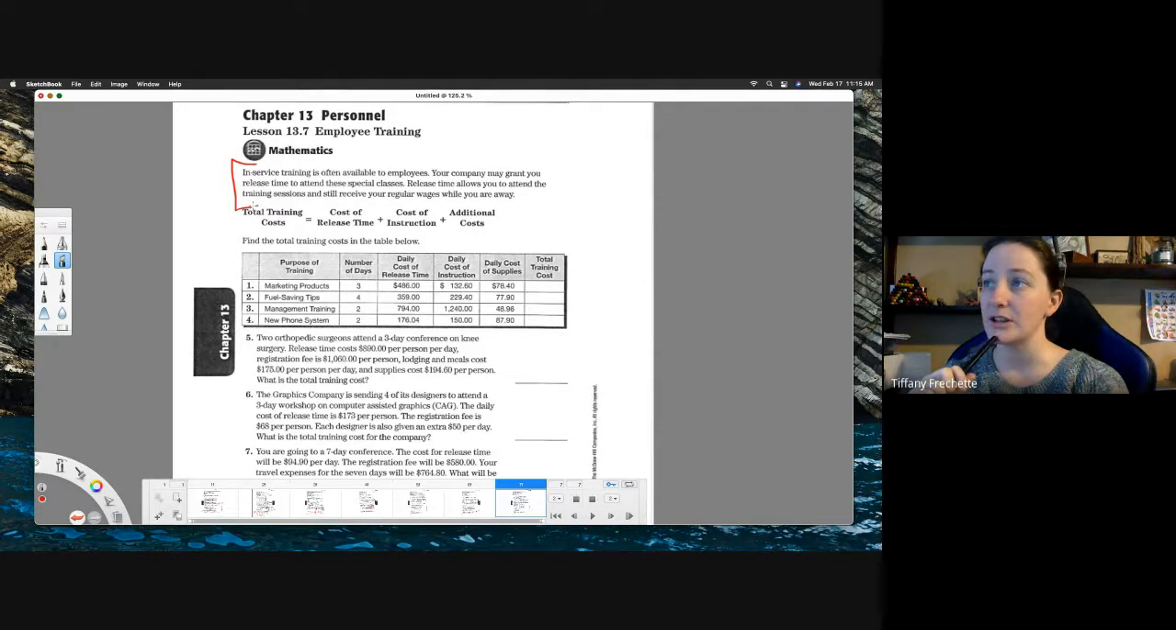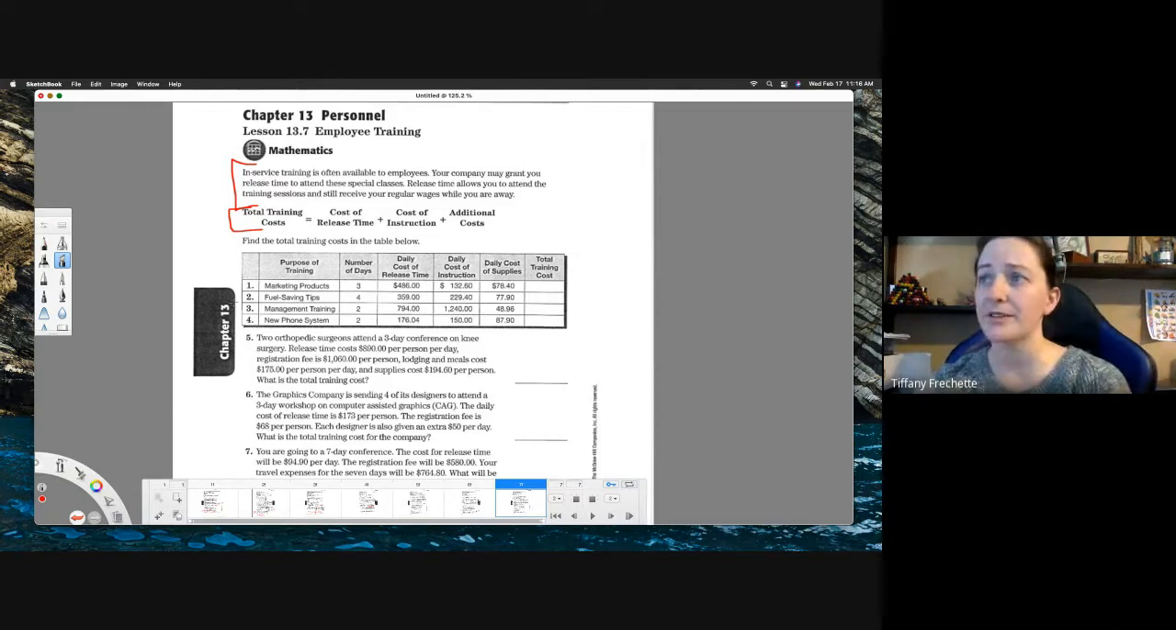So in order to calculate total training costs, we want to calculate the cost of release time plus the cost of instruction plus any additional cost that might come up. So the cost of release time literally means, how much is it going to cost the company that day for you not to be working, for you to be being trained.